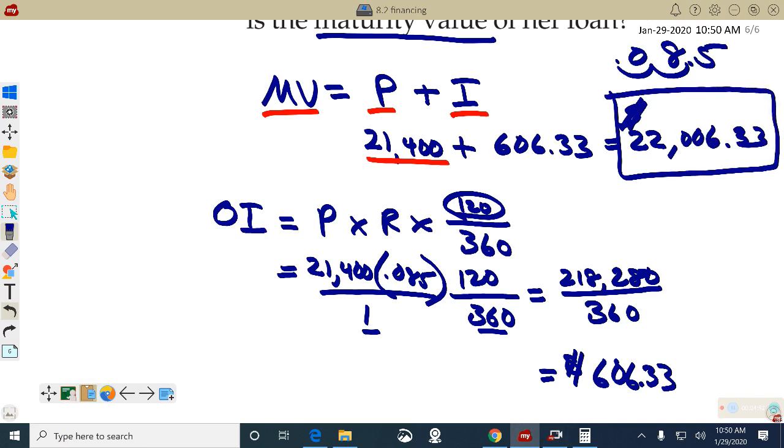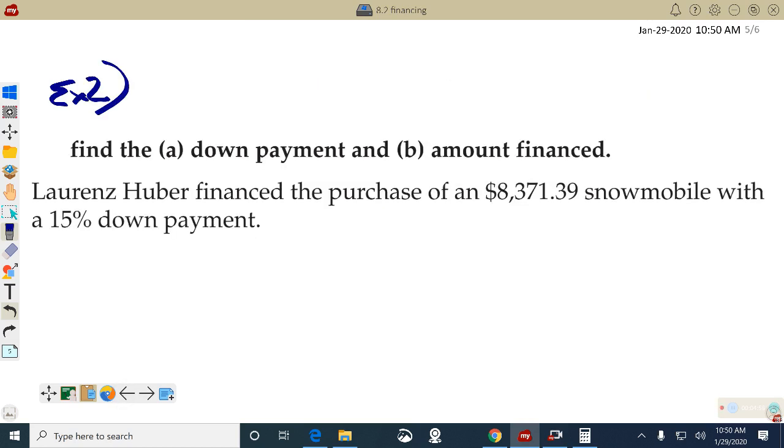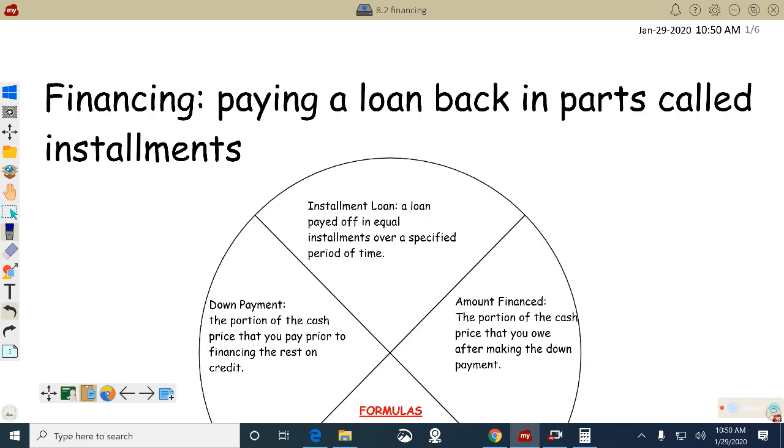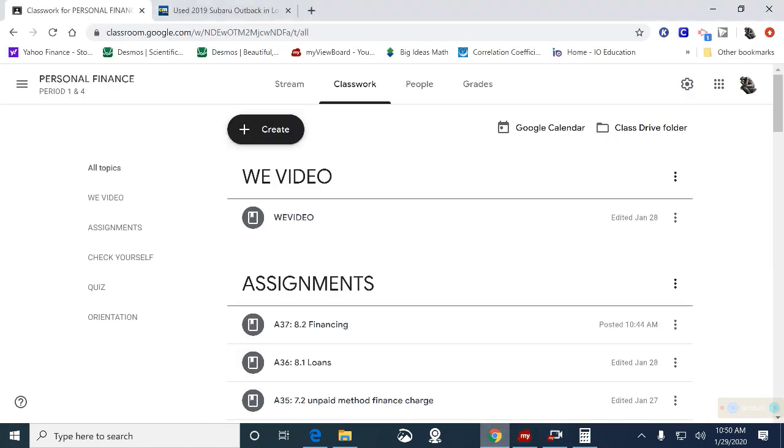Okay, now go ahead and get your note guide out that the substitute gave you. We're going to start talking about financing. If you look at the essential question on the board, what is financing? Financing has to do with paying off loans that are huge that you can't pay off in a single payment. In other words, loans that are so big that you have to pay off little by little every month.